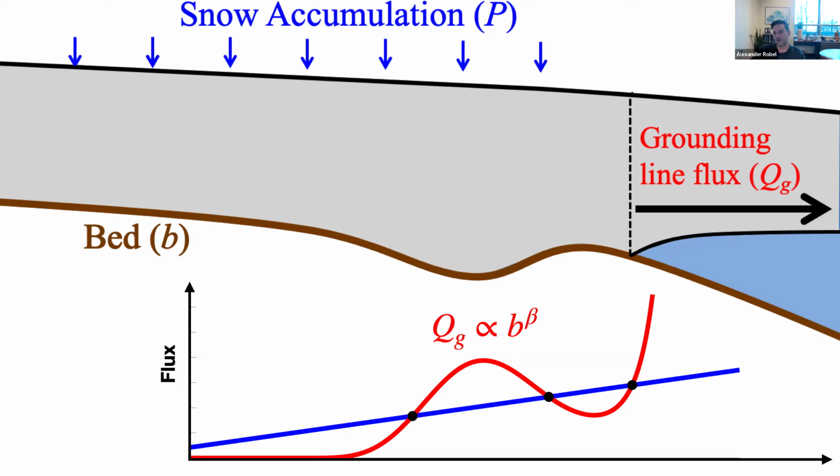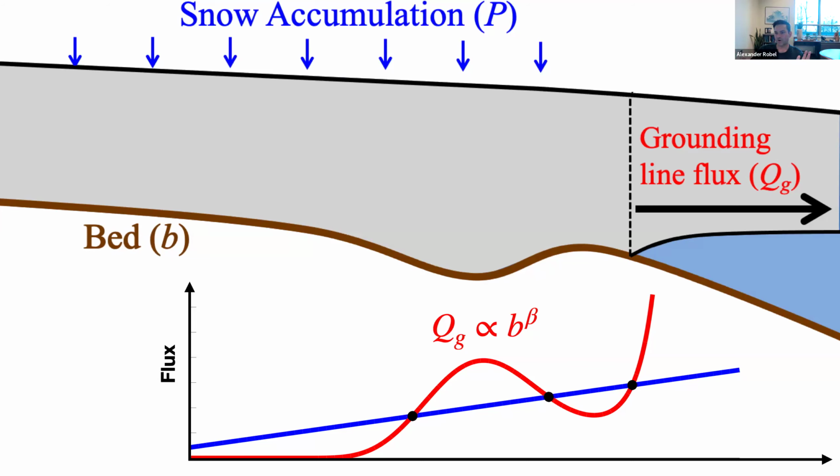So basically, the further out the grounding line is, so on the x-axis here, we have potential positions of the grounding line. Sorry, I didn't write that here in this cartoon, but the x-axis is potential positions of the grounding line, same as in this top plot, in this top cartoon. And then the y-axis is the flux of ice into or out of the ice sheet. So the blue line is flux of ice in due to snow accumulation, which just increases linearly as the grounding line gets further out. And then the red line is the flux of ice through the grounding line.